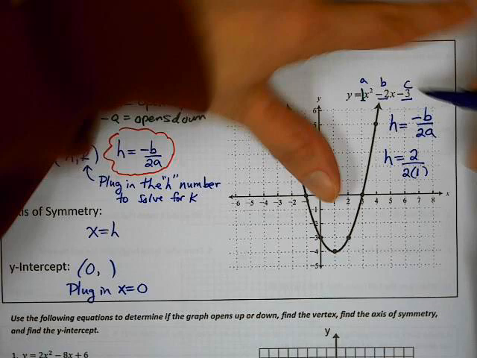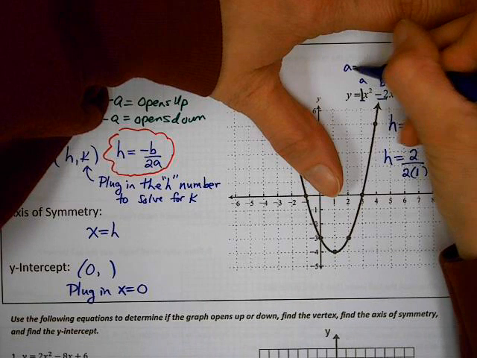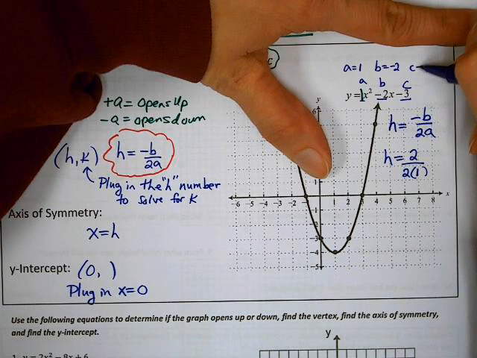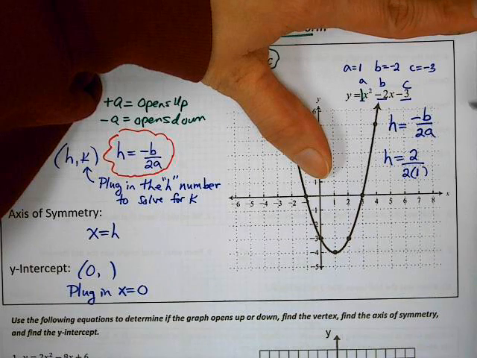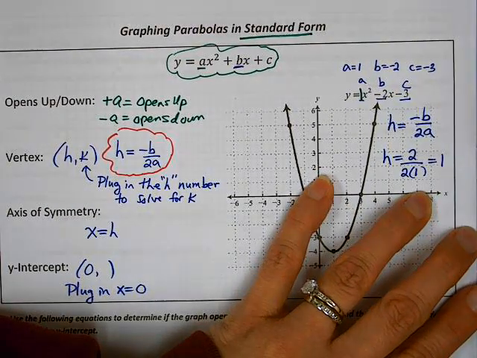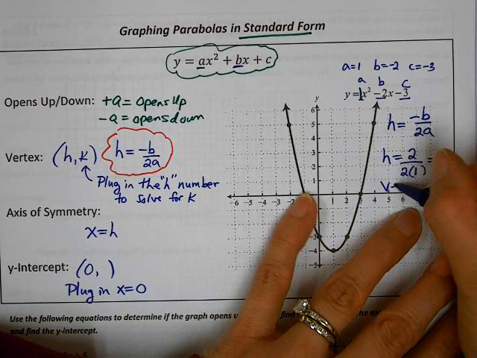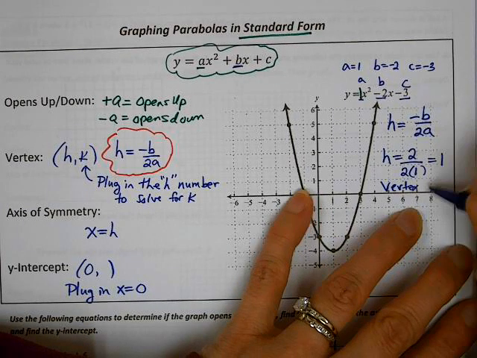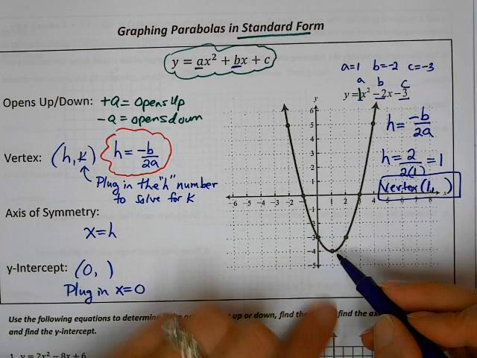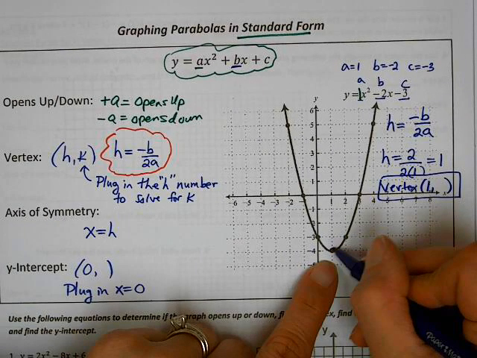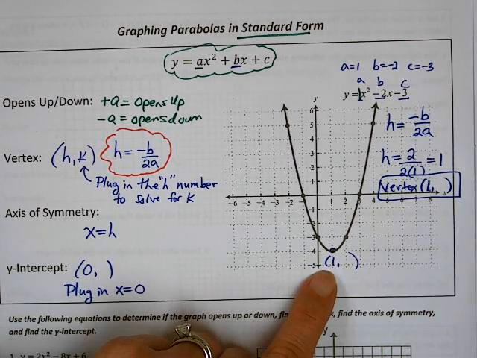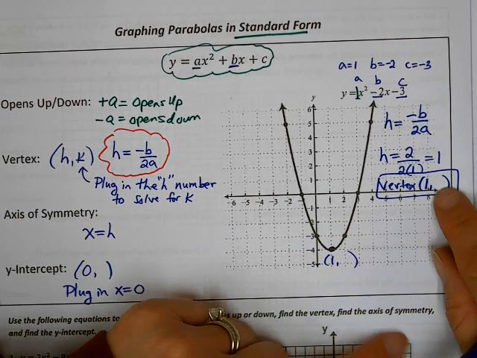What some people like to do is write this out. They say a equals 1, b equals negative 2, c equals negative 3. 2 divided by 2 is 1. Okay, so the vertex so far is 1 comma something. Does that make sense for our graph? Here's the vertex right there. That makes sense, 1 comma something. Now how do we find the y value?